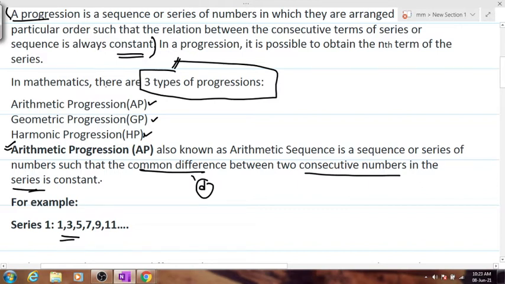These are your types of progression. Okay, AP I have given you already. I've given you the examples of AP. GP and HP you will be learning in your higher classes. Okay, it's not there in your class 10th syllabus, but you should know that it exists. Kindly copy it down, everyone.